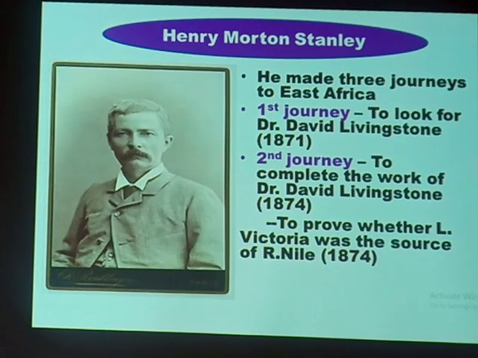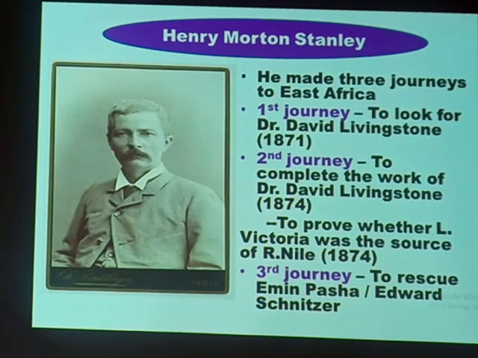Journey 2 was aimed at 2 aspects. 1, to complete the work of Dr. David Livingstone, and also to prove whether Lake Victoria was the source of River Nile. 3, to rescue Emin Pasha. But look at the 3rd journey. In the 3rd journey, he never came as an explorer. Therefore, in a map showing his exploration, we shall not have journey 3. Reason, journey 3 was not an exploration journey.